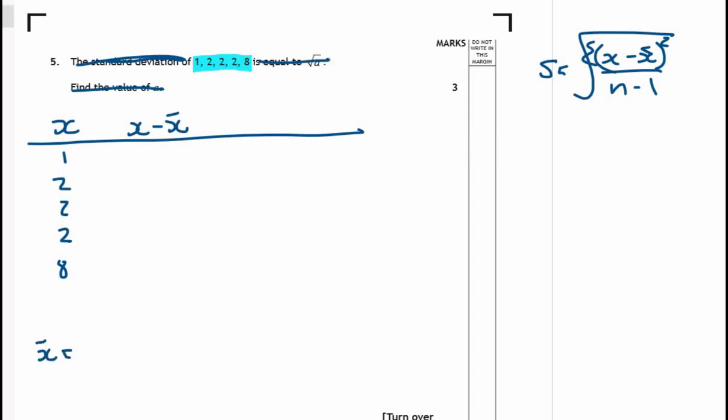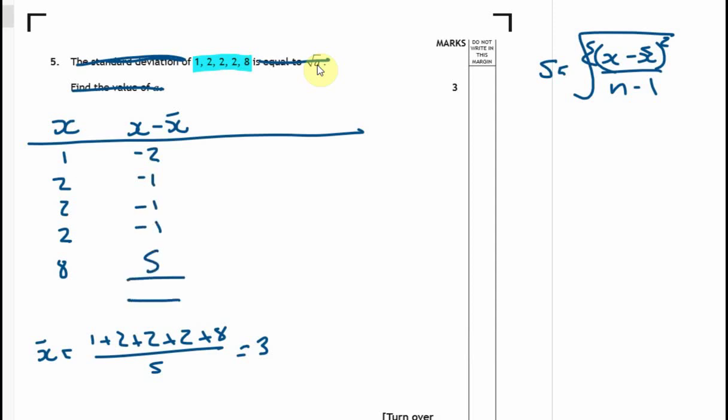So x bar is going to be equal to 1 plus 2 plus 2 plus 2 plus 8 divided by 5. So what's that? 15 divided by 5, so that's going to give us 3. And again, you should get a reasonably nice number out of this. If you're getting a mental number, you've probably made a slight error somewhere. So 1 minus 3 is minus 2, 2 minus 3 is minus 1, minus 1, minus 1, 8 minus 3 is 5. Now if I add all those numbers up, minus 2, minus 1, minus 1, minus 1, plus 5, I'm going to get 0. And that means you've done it right so far. So there's a wee trick to check, have I done this right? Yes, I have. And a box just to keep it tidy.